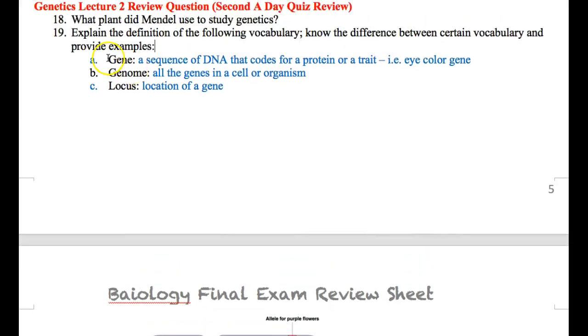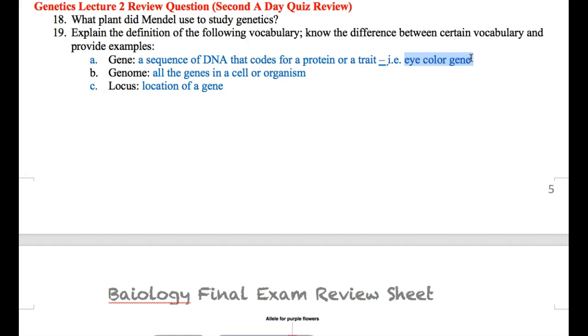So the first one is, what is a gene? It's a sequence of DNA that codes for a protein or a trait. For example, you can say an eye color gene. That is a sequence of DNA within your body, within a cell, that codes for eye color.